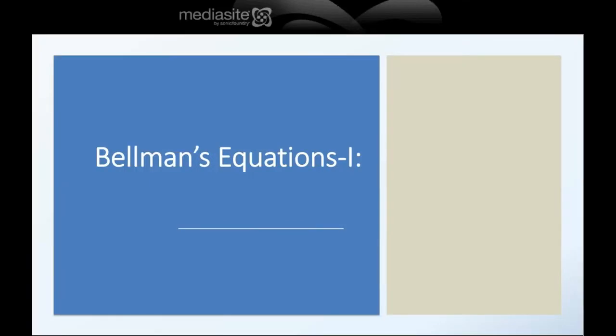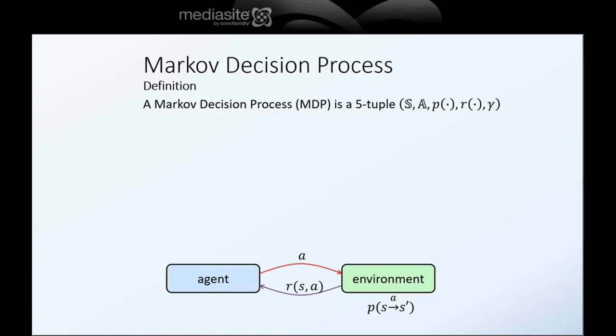This topic is Bellman's equations, and that's vital for reinforcement learning, and it's based on the Markov decision process. So how do we define a Markov decision process, or MDP?